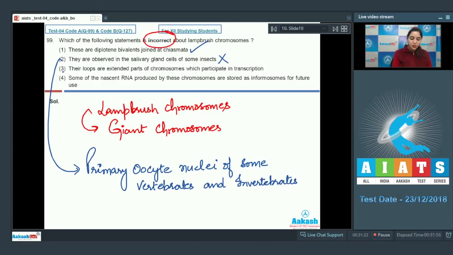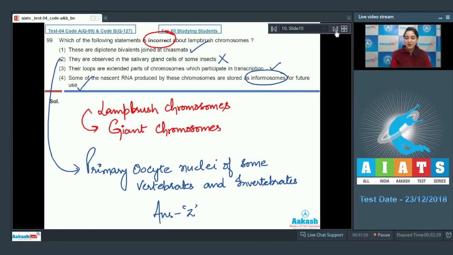Okay. Third option, their loops are extended parts of chromosome that participate in transcription. That's right. They help in transcription. Then some of the nascent RNA produced by these chromosomes are stored as informosomes for future use, which is also correct, students. So we can see clearly that option 2 is incorrect because they were not observed in salivary gland and they were observed in primary oocyte nuclei. Therefore, let me write down, the answer is option 2.